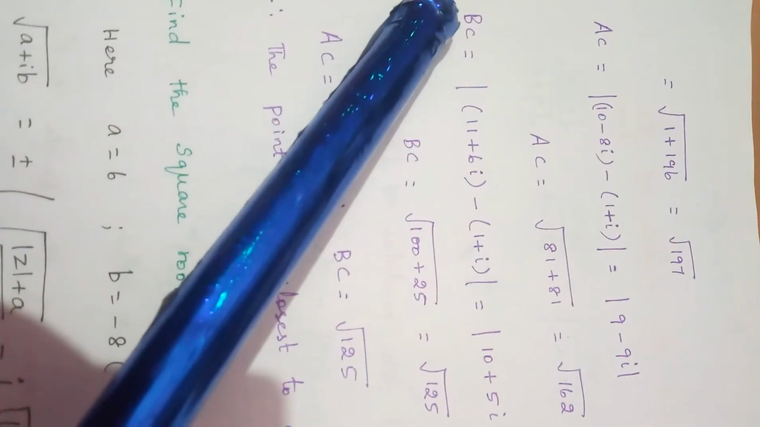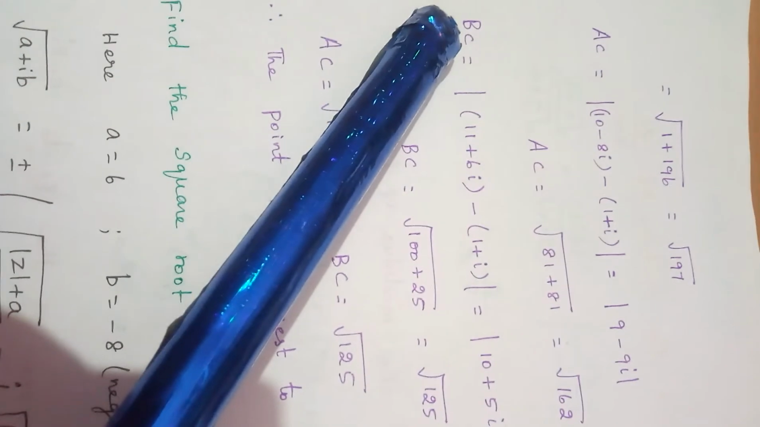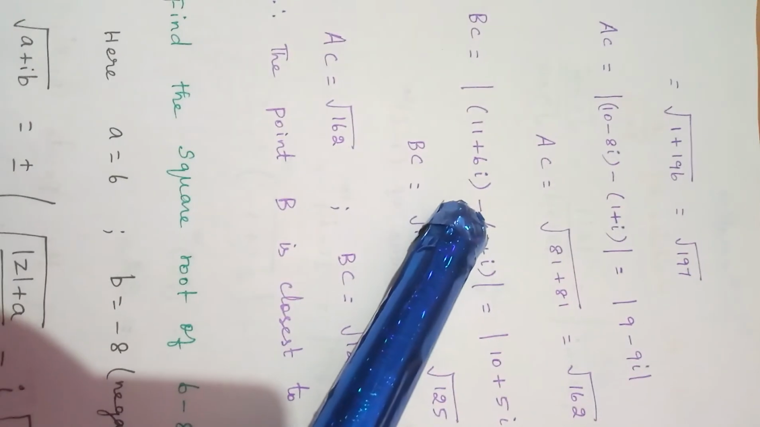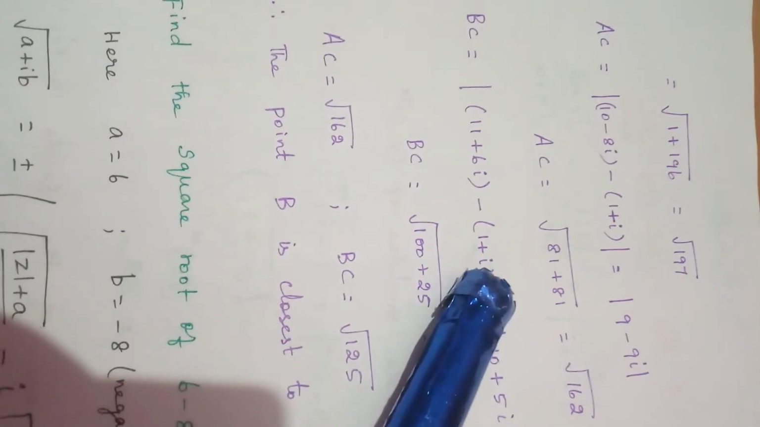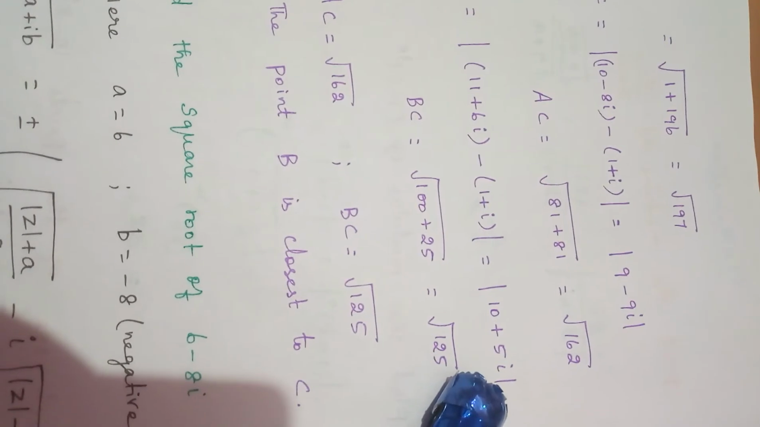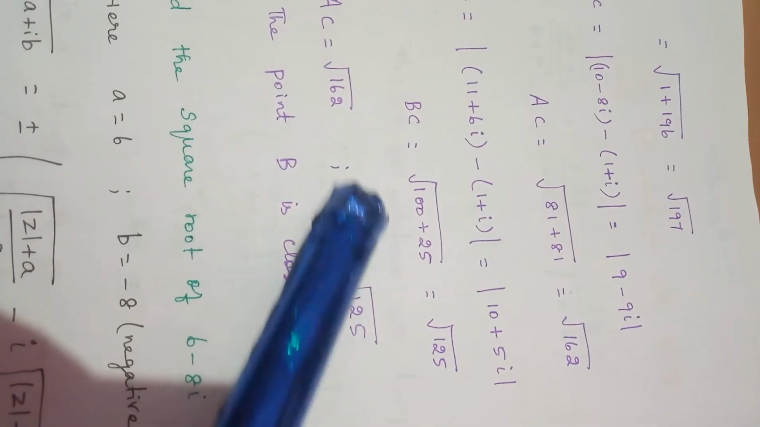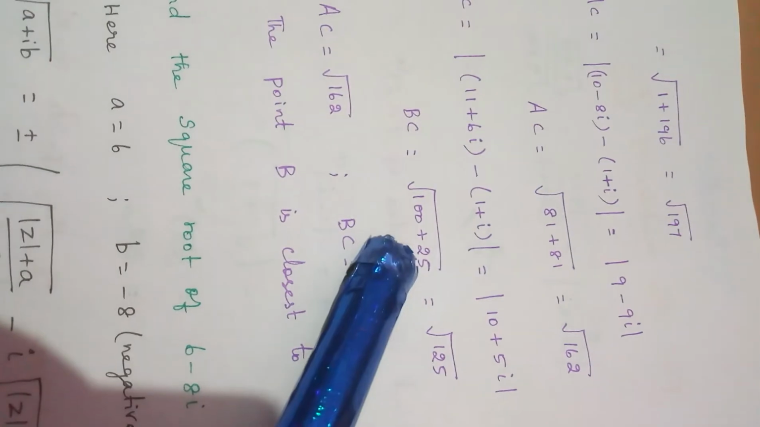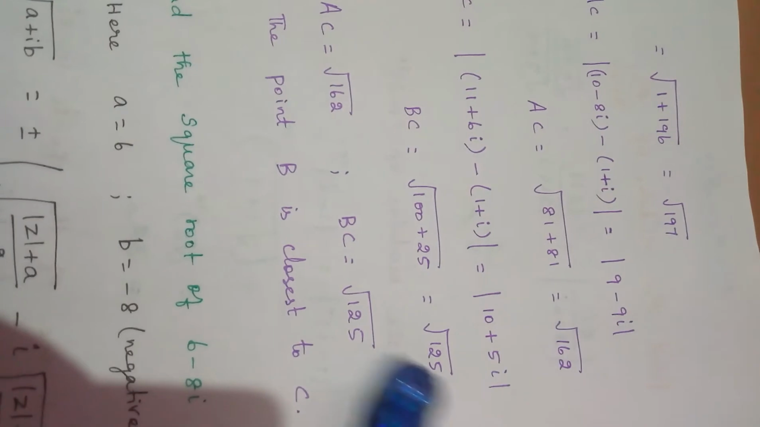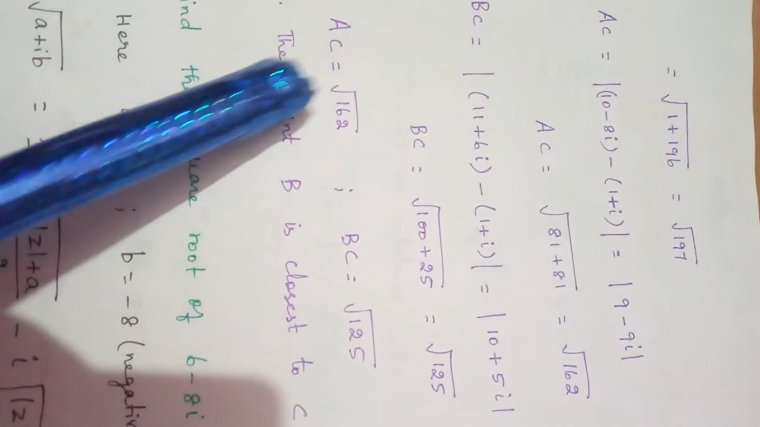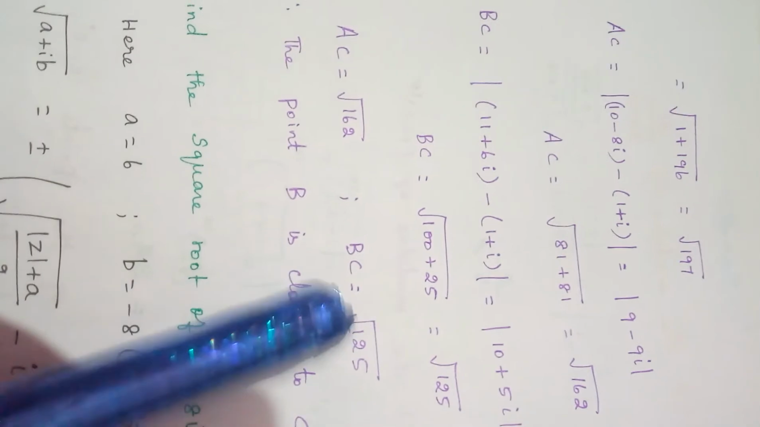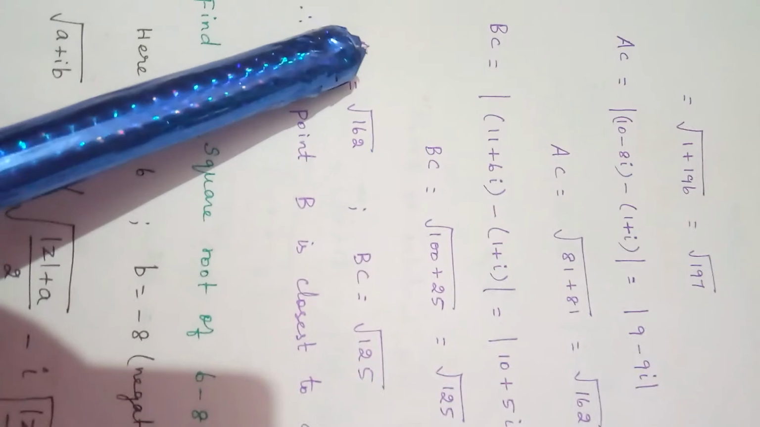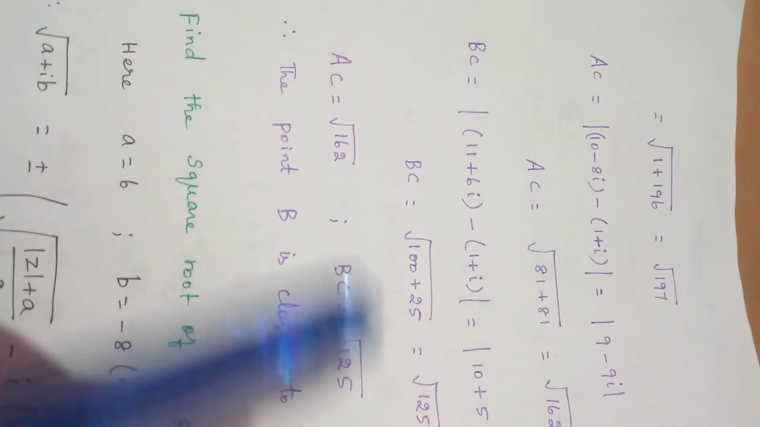In the same way we are going to find BC, that is distance between B and C. First write the complex number B, put a minus sign, then write the complex number C. As usual, combine the real part and the imaginary part. Modulus of this is 10 square 100, 5 square is 25, so root 125. Now we found the AC value and BC value. AB value also we found out, but that is not required for this sum. Only AC and BC is enough.